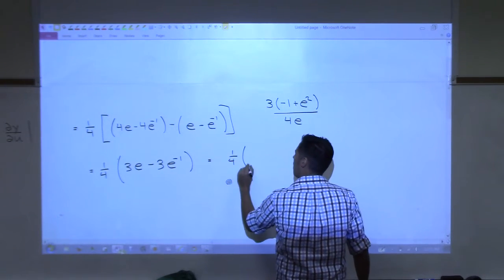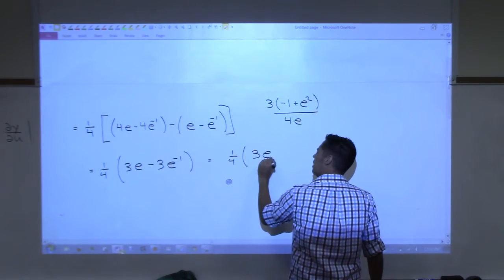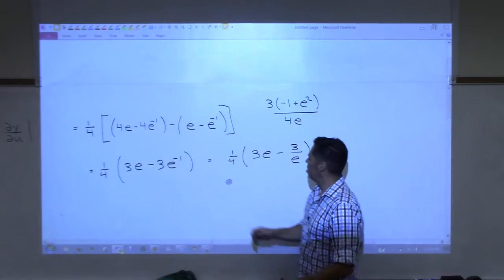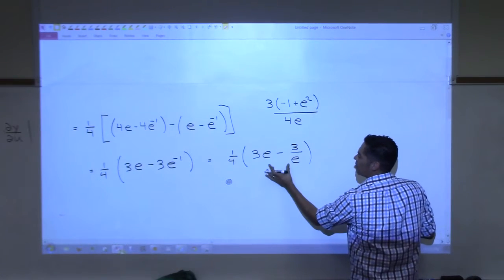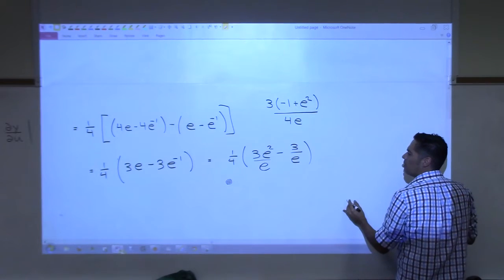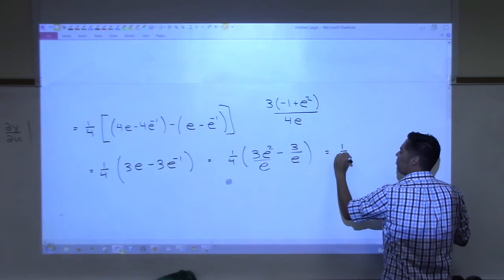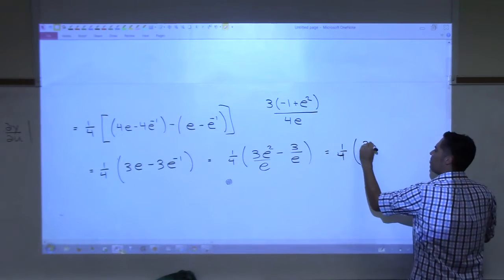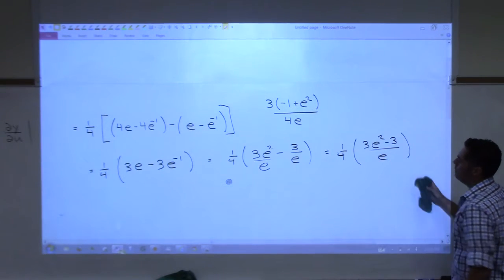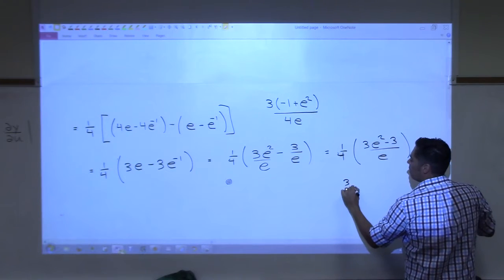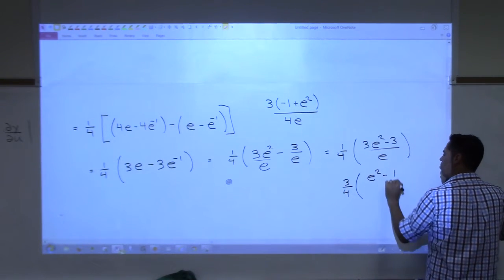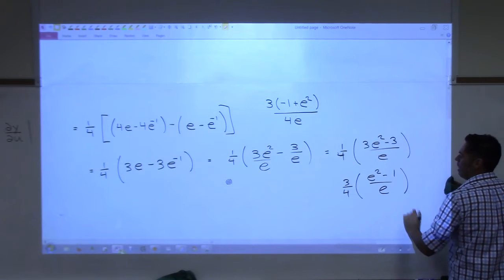1/4, 3e minus 3 over e. That's what this means. If I get a common denominator between these two, I have to put an e here and then e on the top, right? Then that's 1/4, 3e squared minus 3 over e. And then pull the 3 out, and I've got e squared minus 1 over e, like that.